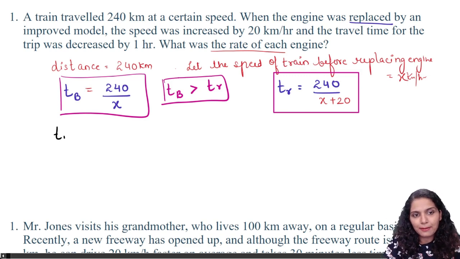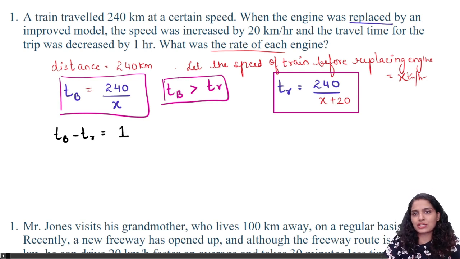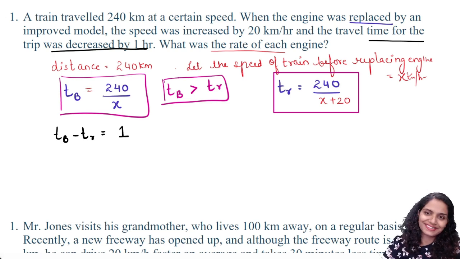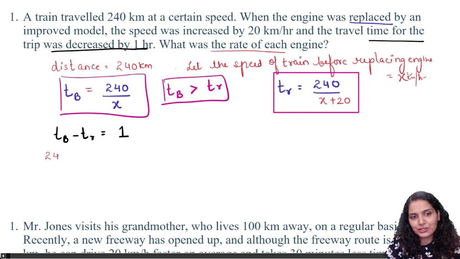So TB minus TR will be 1, as it's given that the time of travel decreased by 1. Decreased means the difference is 1. Now what should we do next? Absolutely. So here we go: 240 upon x minus 240 upon x plus 20.